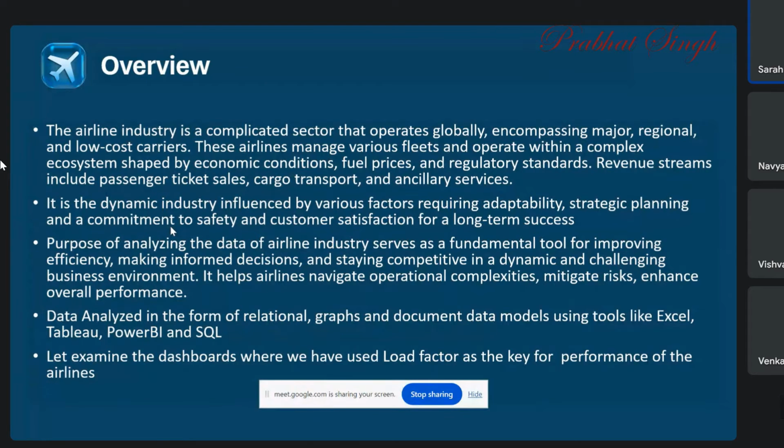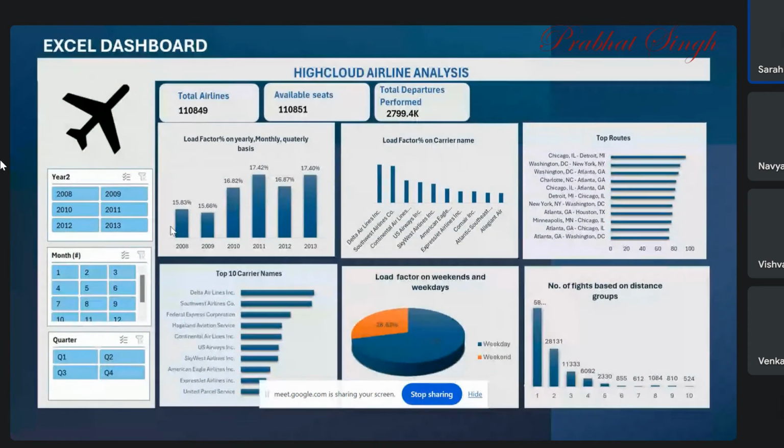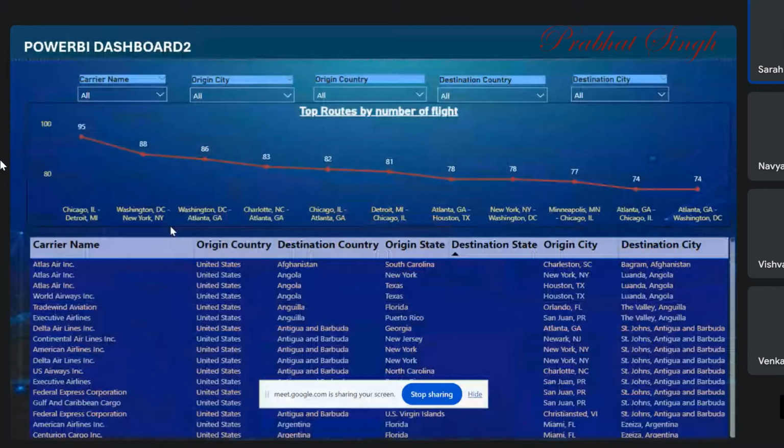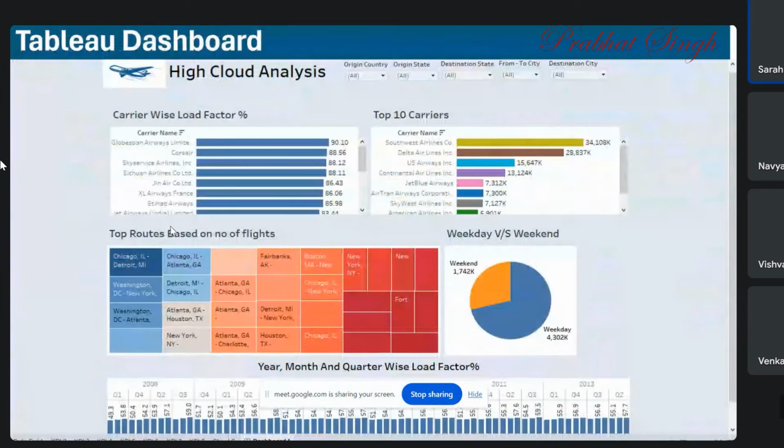So now let's see, we have analyzed a few dashboards with the help of tools: Excel, Tableau, Power BI, and SQL. Let us examine the dashboards where load factor is the key performance indicator for the airlines. This is our Excel dashboard where we find all the KPIs, which focuses on load factor especially. And this is our Power BI dashboard 1, and this is dashboard 2, the Tableau dashboard.